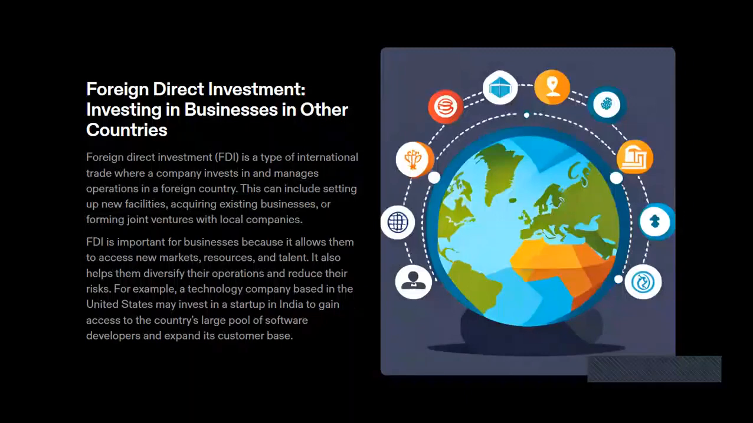Now, the third is foreign direct investment: investing in businesses in other countries. Foreign direct investment (FDI) is a type of international trade where a company invests in and manages operations in a foreign country. This can include setting up new facilities, acquiring existing businesses, or forming joint ventures with local companies. FDI is important for businesses because it allows them to access new markets, resources, and talent. It also helps them diversify their operations and reduce their risks.